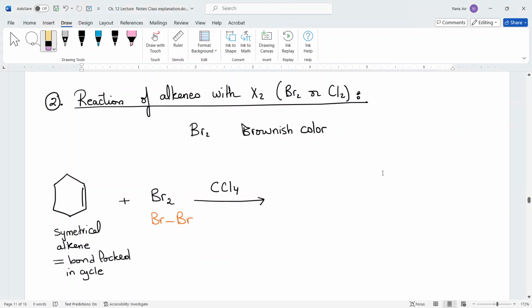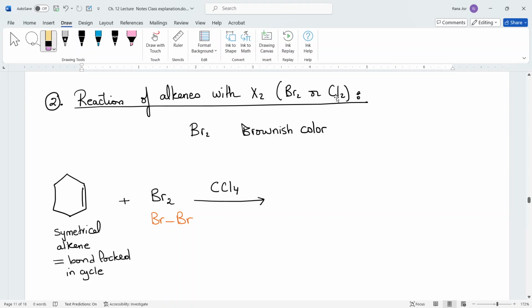Another reaction is the reaction of alkene with halogens, and the halogens can be either bromine or chlorine. We don't use iodine and we don't use fluorine. Fluorine is very reactive, and iodine is unreactive. So we don't use them. We just use bromine and chlorine.